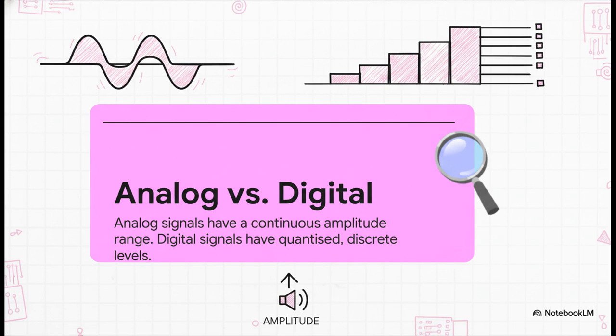Next, let's look at that vertical axis, the amplitude. An analog signal can take on literally any value within a certain range. Just picture a smooth flowing sound wave. A digital signal, on the other hand, is different. It can only ever be one of a few specific, predefined levels. The technical term for this is that it's quantized.